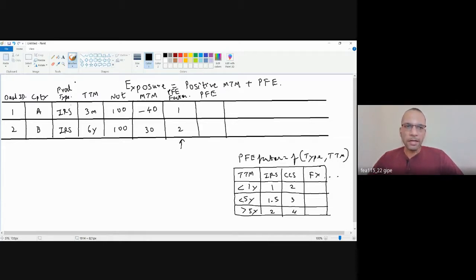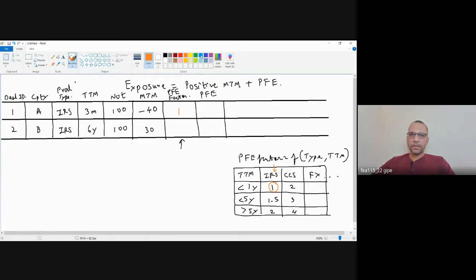Now I have an IRS. So imagine that this 1 and 2, I have not written them now. So let's see how do I write 1 and 2 now. So I have an IRS and I have a time to maturity of 3 months. So I'll look at the column for IRS, which is the very first column. And then I have to look at the time bucket which I'm falling in. So my time bucket for the first trade is 3 months. So that's how I choose 1 as the PFE factor. So I write a 1 here.